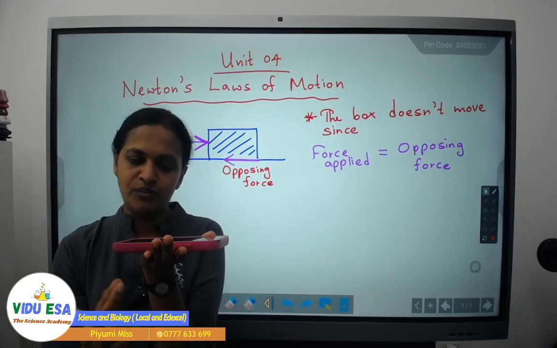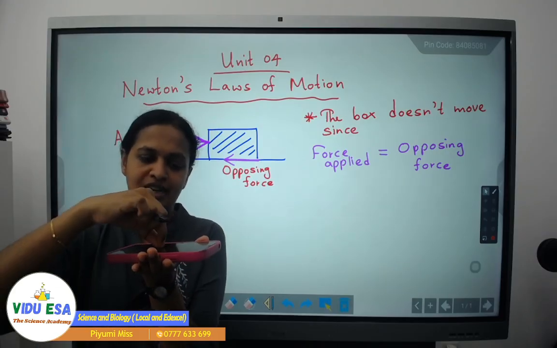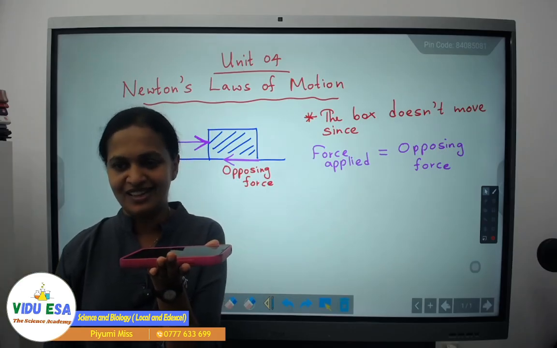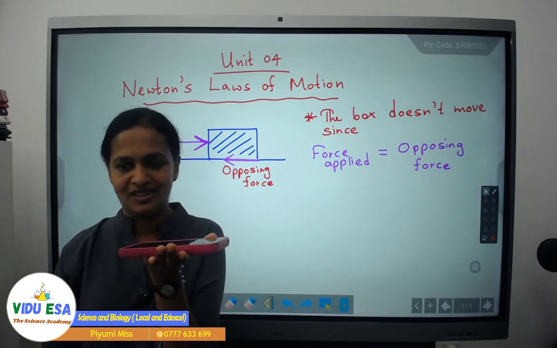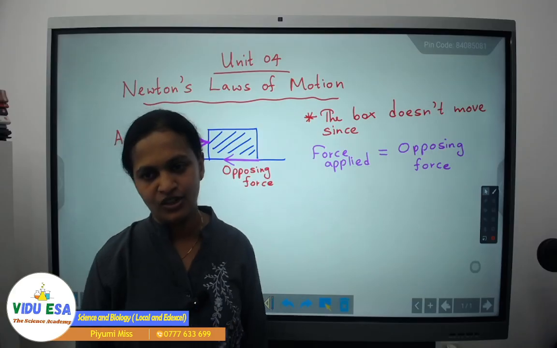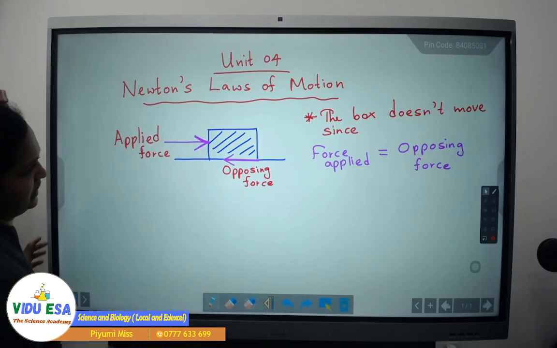The weight of the object is acting downwards and there is a perpendicular reaction acting upwards. Right? So this is at rest. There is no unbalanced force acting on this.